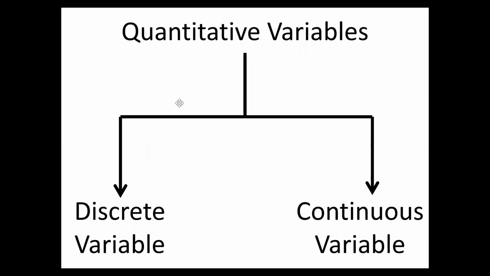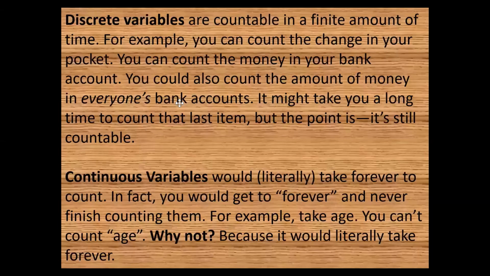Now, quantitative variables can be further subclassified into two types, that is discrete variable and continuous variable. Discrete variables are countable in a finite amount of time. For example, you can count the change in your pocket. You can count the money in your bank account. You could also count the amount of money in everyone's bank account. It might take you a long time to count that last item, but the point is it is still countable.